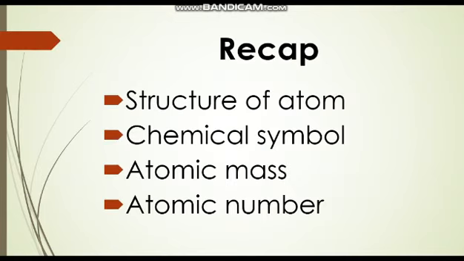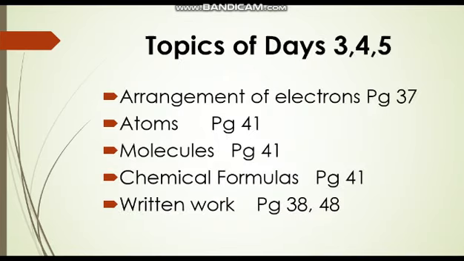I discussed the first 2 days topics with you. First of all, the recap of the first 2 days topics. Structure of atom was discussed, which is made up of protons, electrons and neutrons. Then chemical symbol is unique to every element. It is a kind of shorthand recognized by scientists all over the world. Then atomic mass is the number of protons and neutrons in the nucleus of an atom, whereas atomic number is the number of protons or electrons.